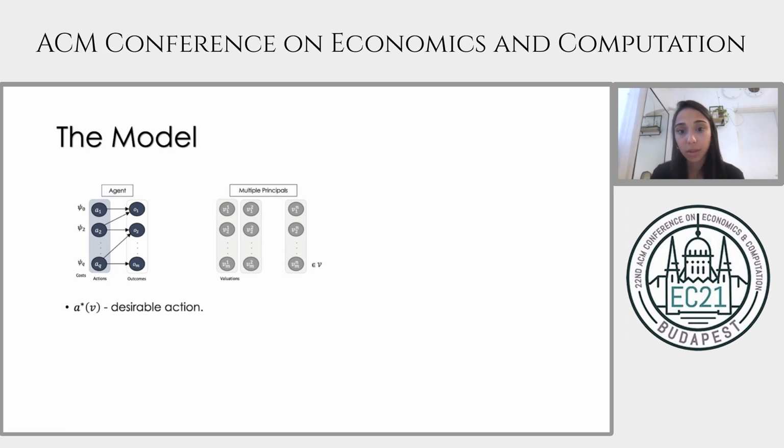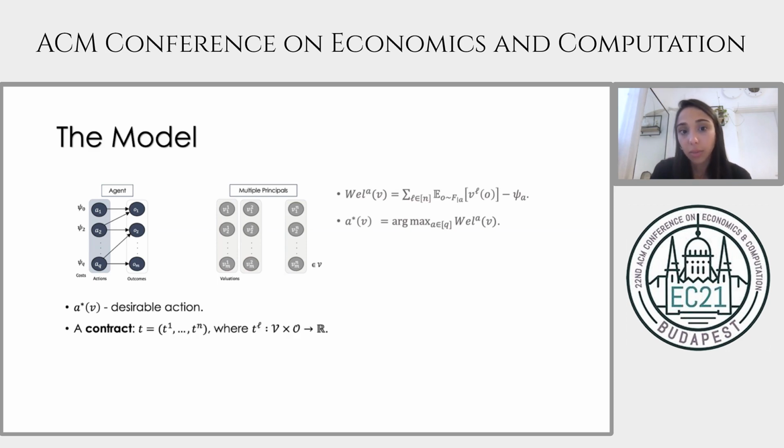We focus on the welfare, where the welfare of an action A is the sum of the principals' expected value given A, minus the cost that the agent bears for taking A. And A star V, the desirable action, will be the one that maximizes the welfare. So this is the socially efficient action. A contract will be a mapping from the valuation profile into outcome-specific payments. It formally consists of n functions from the valuation domain and the outcome set to R.